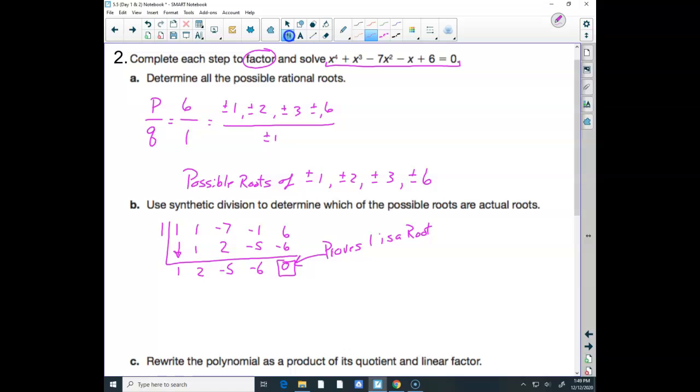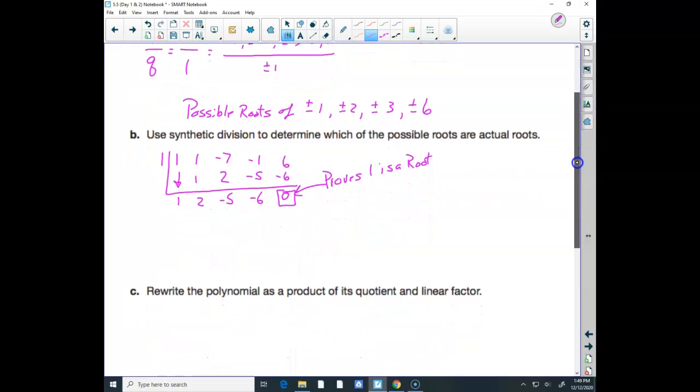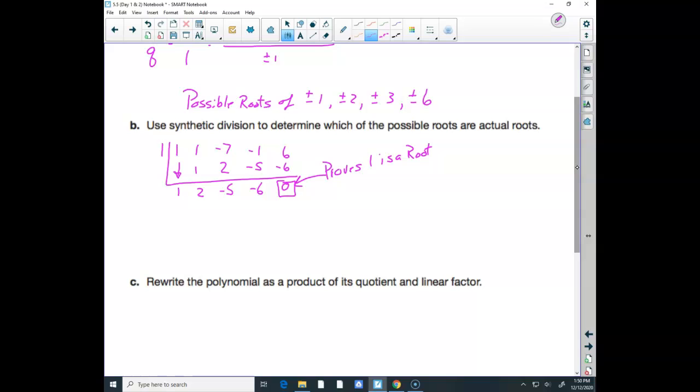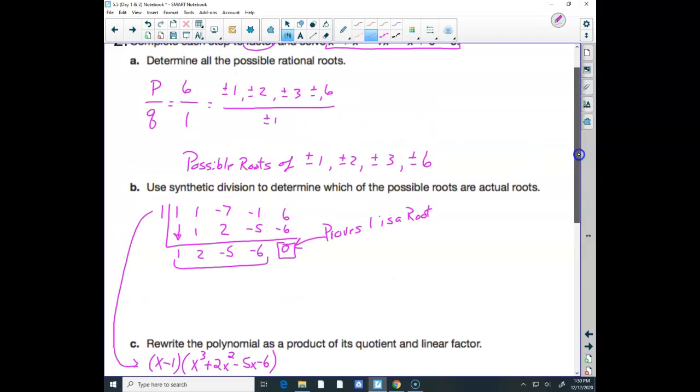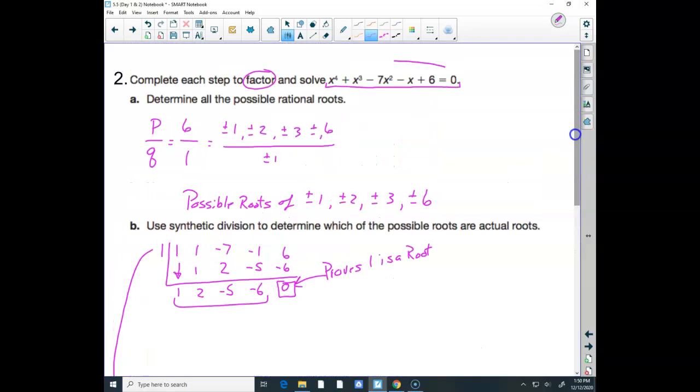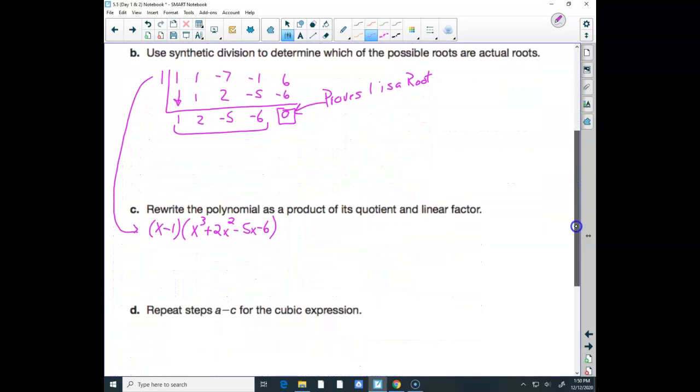Then the next direction says rewrite the polynomial as a product of its quotient and linear factor. Well, what that means is this root right here is a factor of x minus 1, and I take that times what's left over up here, which would be x cubed plus 2x squared minus 5x minus 6. We just factored that polynomial of 5 terms that we did not know how to do. We just factored it using synthetic division and the rational root theorem, okay?